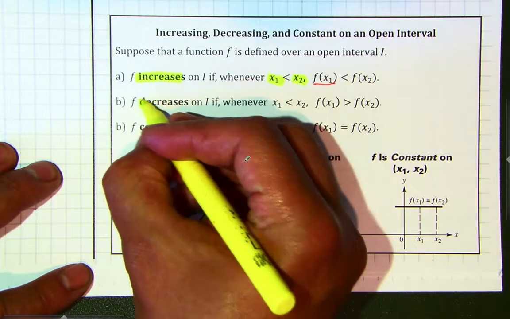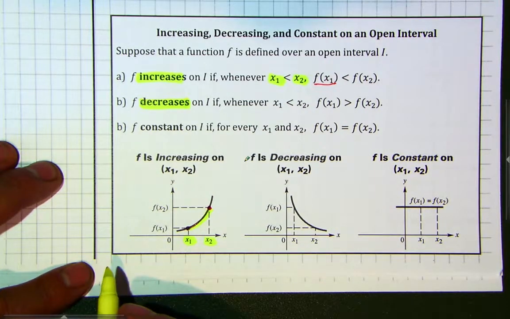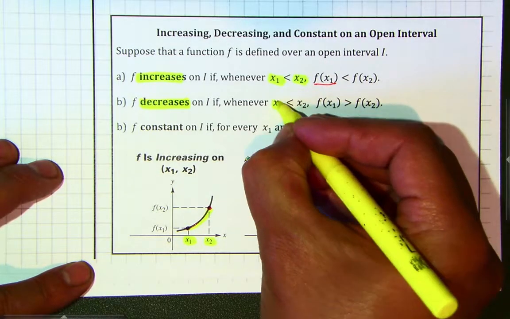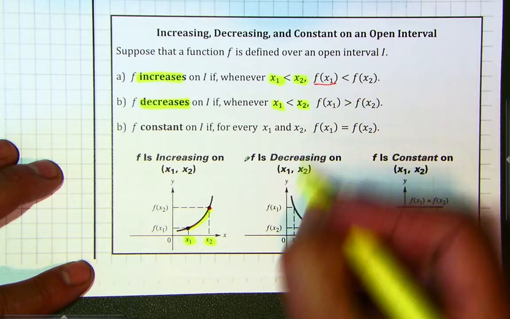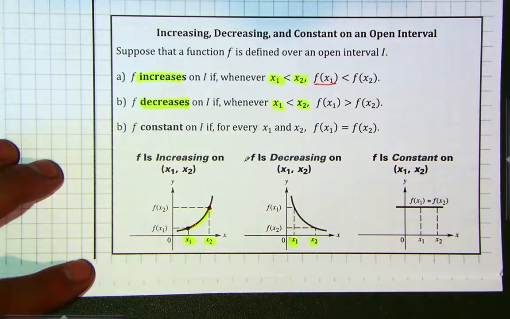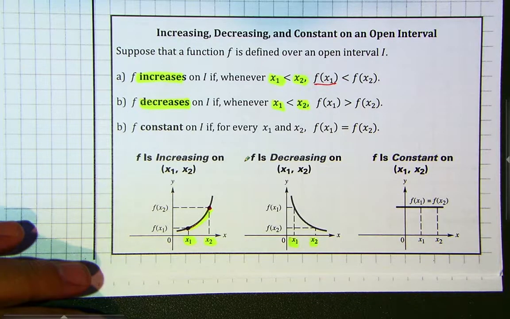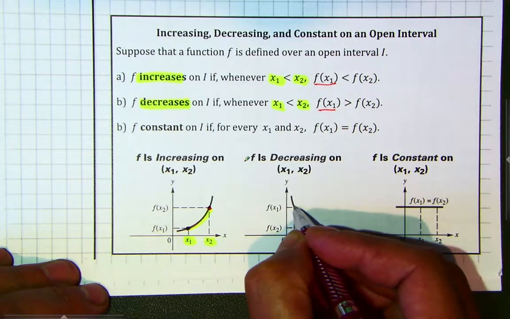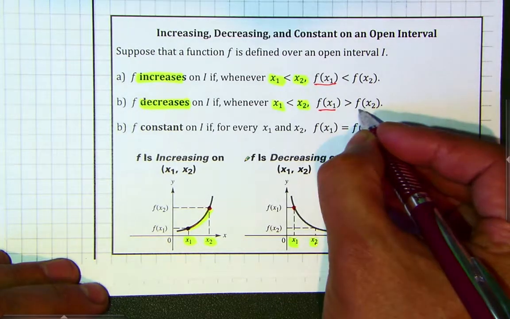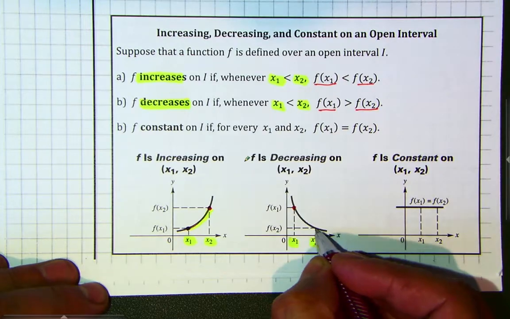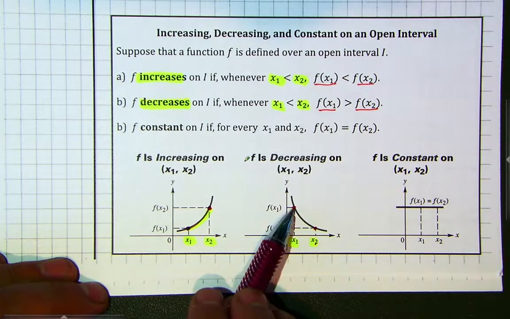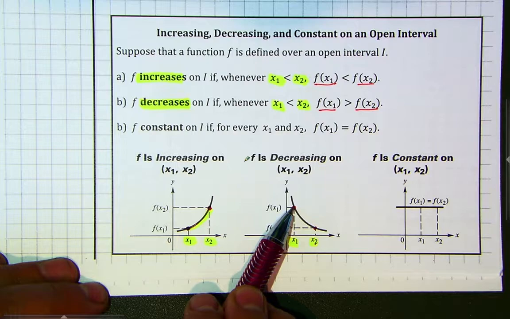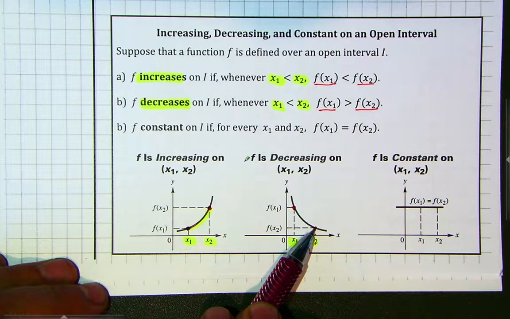The function decreases on a specific interval whenever x1 is less than x2, and if you plug x1 into the function, whatever the equation is, and you plug x2 into the function, if the first value gives you a bigger, larger value than the second one, that means that the function has to be decreasing.